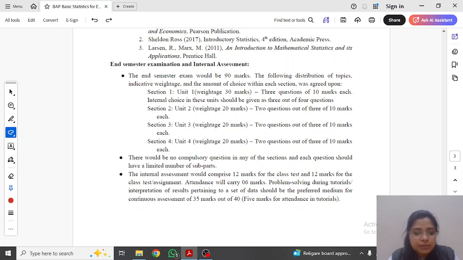This is about your external assessment, and for your internal assessment, there would be a class test of 12 marks, an assignment or test of 12 marks, and 6 marks for your attendance. For your continuous assessment, out of 40, 35 marks would be decided by your teacher in your classroom, and 5 marks would be given for attendance or for your performance in your continuous assessment.